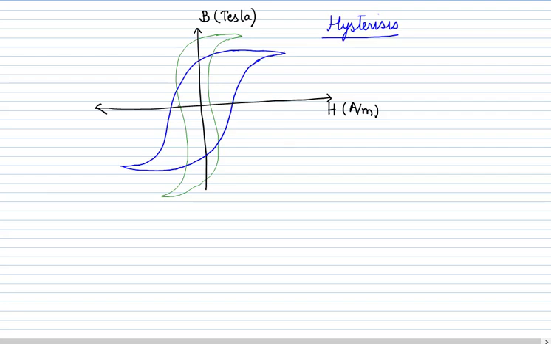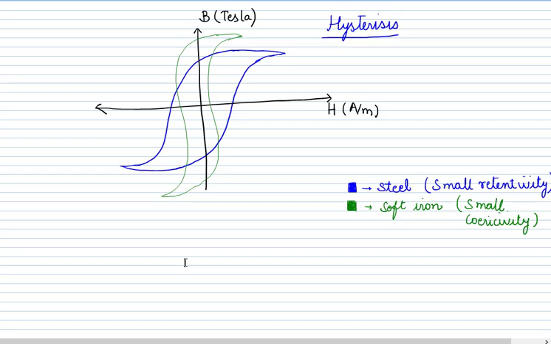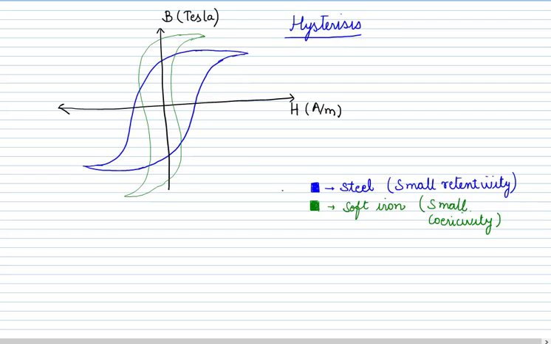But if you come to the coercivity, then this green one has the small coercivity. That means in order to remove the magnetization, we have to apply a comparatively small negative magnetization field. So this green graph corresponds to soft iron. So we can write down that this blue one is for steel which has a small value of retentivity, and this green hysteresis loop is for soft iron because it has a small coercivity.